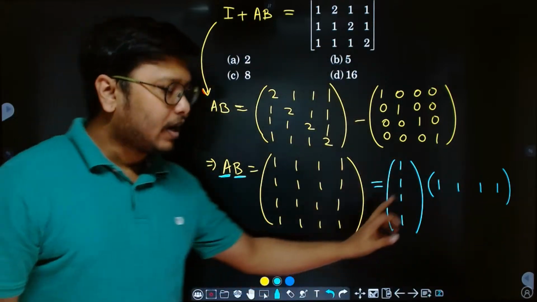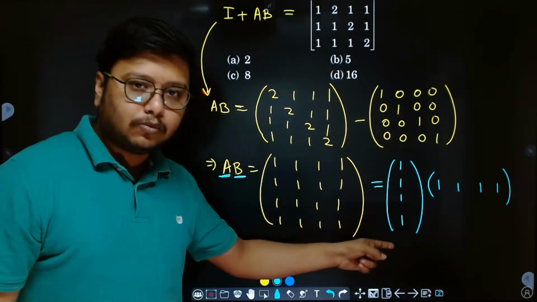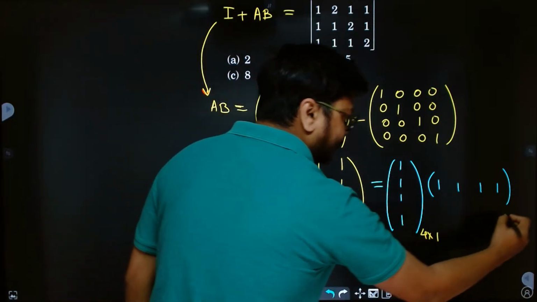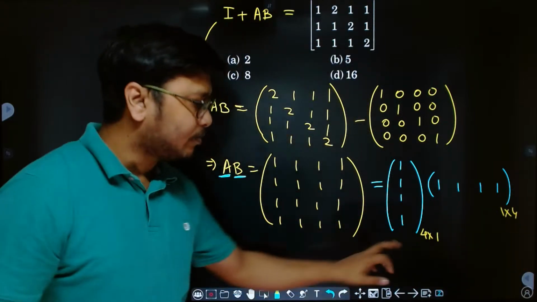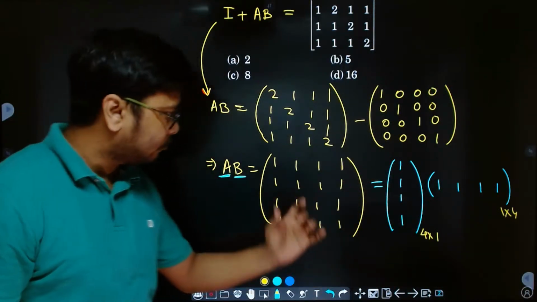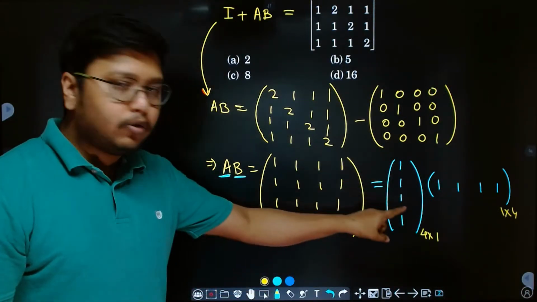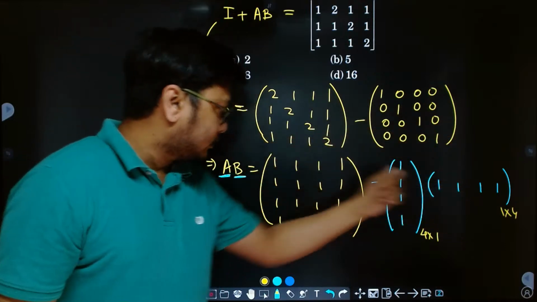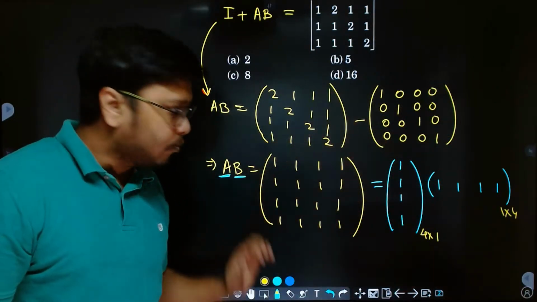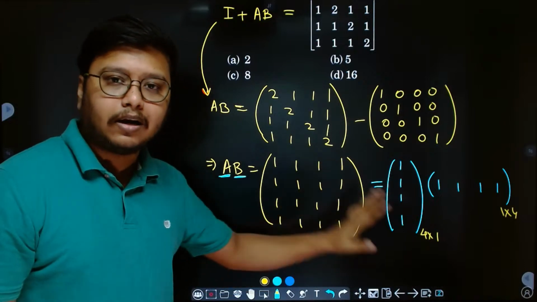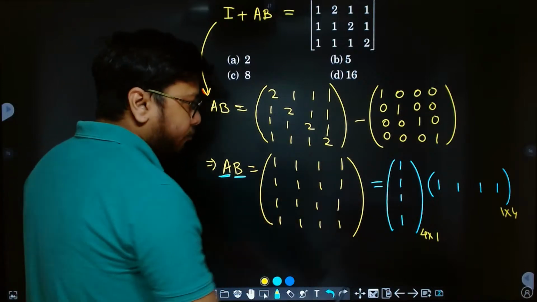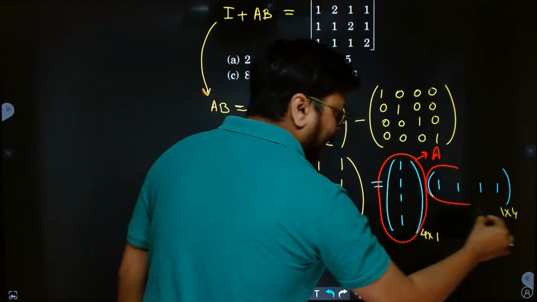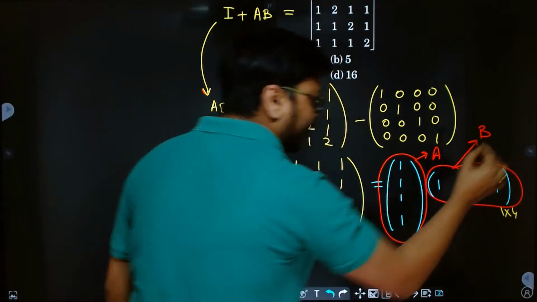If I take the product of these two matrices, a column of ones and a row of ones, this is a 4 cross 1 matrix and this is a 1 cross 4 matrix. So if you multiply them, you are expecting a 4 cross 4 matrix, which is this matrix. You can check: 1 into 1, that's 1, again 1 into the next one, that's another 1. So you'll get a 4 cross 4 matrix which has all entries as 1. From here you get an idea that this is supposed to be your A matrix and this is supposed to be your B matrix.